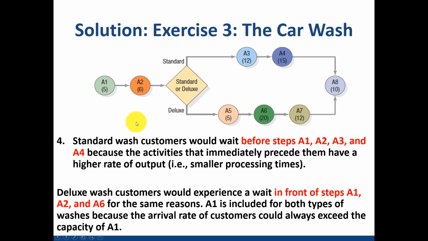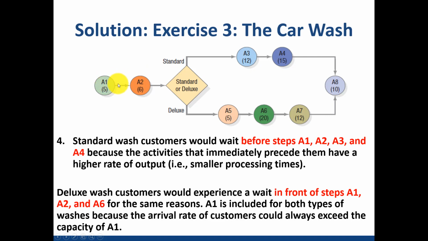The standard wash customers would wait before the steps A1, A2, A3, and A4, because the activities that immediately precede them have a higher rate of output. So that means that that's faster than that. This is faster than that, that's faster than that. And that's not faster than that. So here it doesn't matter. So here we have a waiting line.